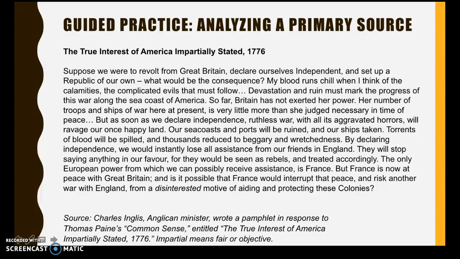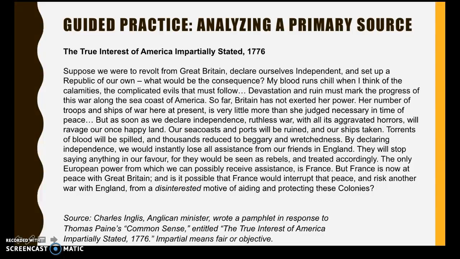And then also, my summary of this document would be, in a couple sentences, that it would be a terrible thing to go to war with Great Britain. Great Britain would crush America in a military fight, and America wouldn't have any allies. And this all relates back to that guiding question of why were some colonists loyalists, and why did they not support independence from Great Britain?